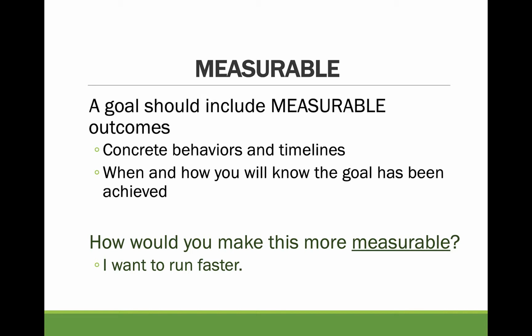The goals that you help your client create should also have measurable metrics to them. You want to have outcomes that can be tracked and measured so you have clear evidence of success. This means concrete behaviors and timelines that clearly indicate to your client when and how you know the goal has been achieved. So let's say you have a client whose goal is to run faster. Well, this is somewhat specific. They want to run faster, but you can make it a lot more specific and definitely more measurable. So one way to make this more measurable would be to actually put some numbers in there. I want to run a mile in 6 minutes.